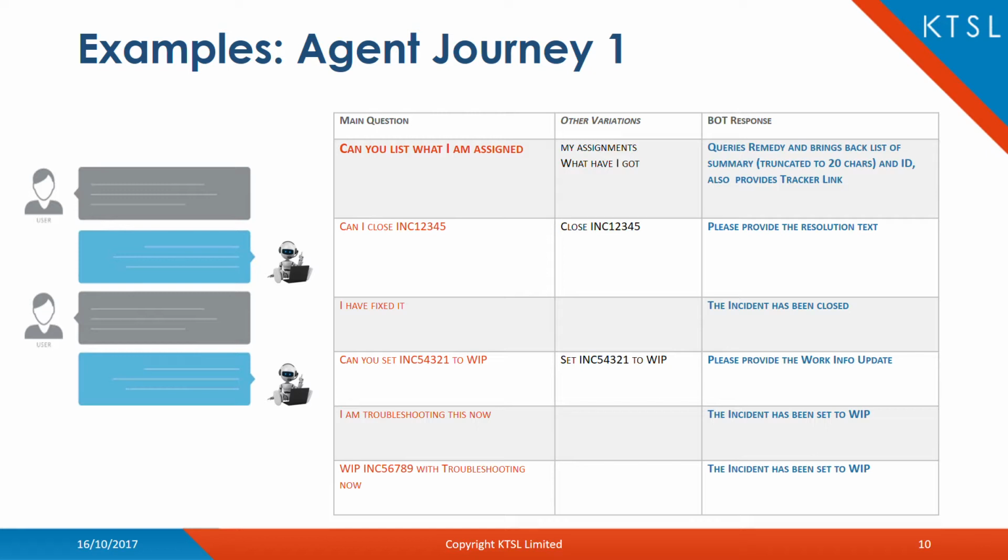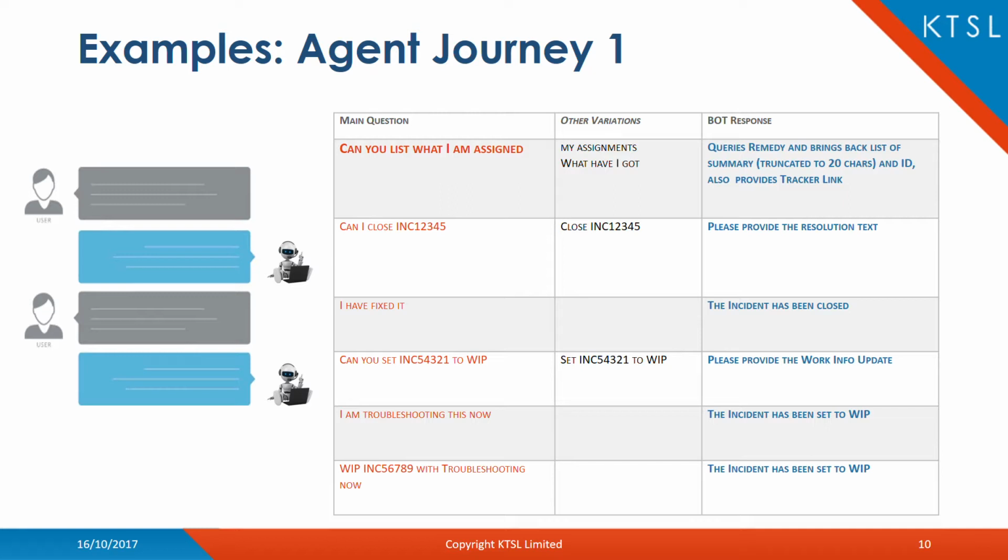Because typically one of the journeys that companies do not think about when talking about cognitive solutions is how it can help the agents as well as the users. So for example, can you list what I'm assigned? What assignments have I got? It will query Remedy and bring back a list of all the current tickets that they've got. It doesn't have to be Remedy, it could be another service management tool set.